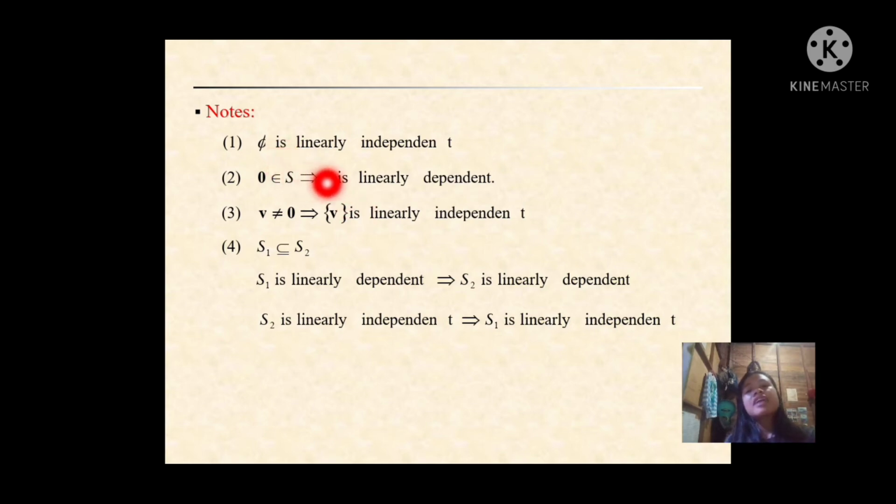For the notes: one vector is linearly independent. If 0 is an element of S, S is linearly dependent. If V is not equal to 0, V is linearly independent. If S sub 1 is a subset of S sub 2 and S sub 1 is linearly dependent, then S sub 2 is linearly dependent. If S sub 2 is linearly independent, then S sub 1 is linearly independent.